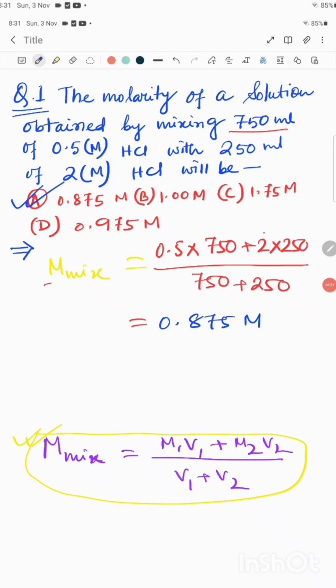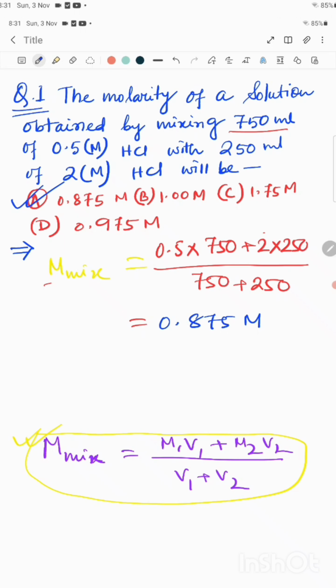So students, it is very simple if you know, but sometimes we only think M1V1 equals M2V2, so we cannot think about the mixing concept. So for a mixture, always remember this formula, then all the data will be given. It is not so difficult. Just put the values and you will get it, and the calculation is also very easy. 750 plus 250 will come 1000. 0.5 means half, so it is actually 375 plus 500, so 875 by 1000.